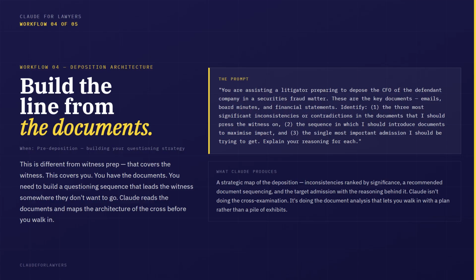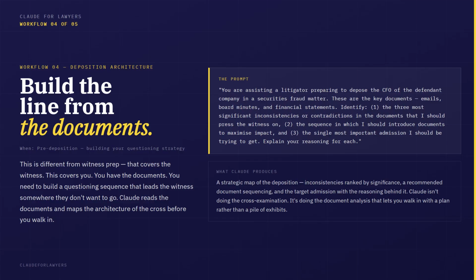Deposition architecture covers you. You have the documents. You need to build a questioning sequence that leads the witness somewhere they don't want to go. That means identifying the inconsistencies across documents, working out the sequence in which to introduce them, and knowing before you walk in what the single most important admission is that you're trying to get. Claude reads the documents and maps the architecture before you sit down.